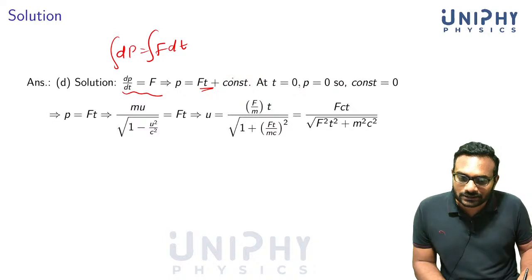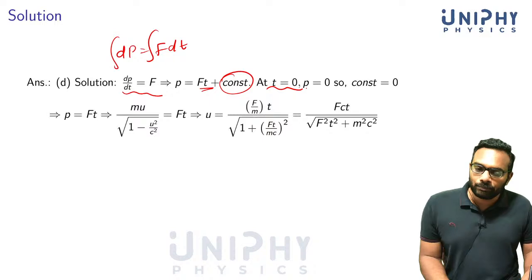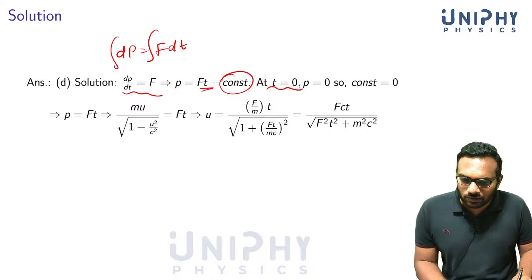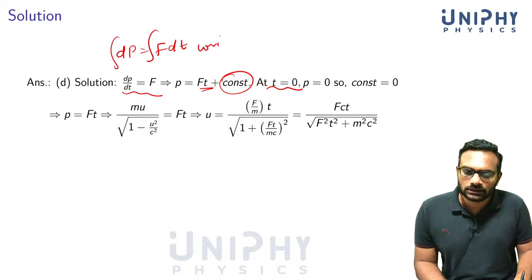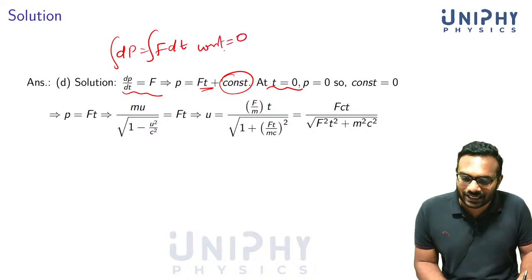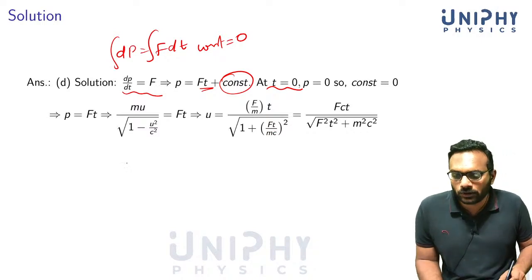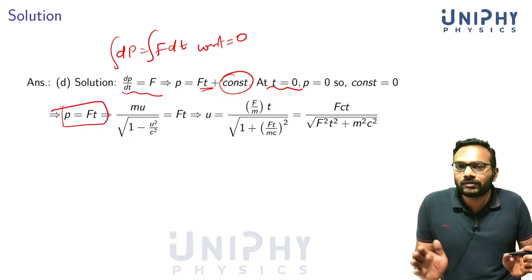And we can fix this constant by noting that initially when t equal to 0, p has to be equal to 0. You put t equal to 0, p equal to 0, then the constant has to be equal to 0. So, the initial condition has helped us to fix the constant of integration, and it is equal to 0. And what do you get? Simply p is equal to Ft. We have solved it, we have integrated it.